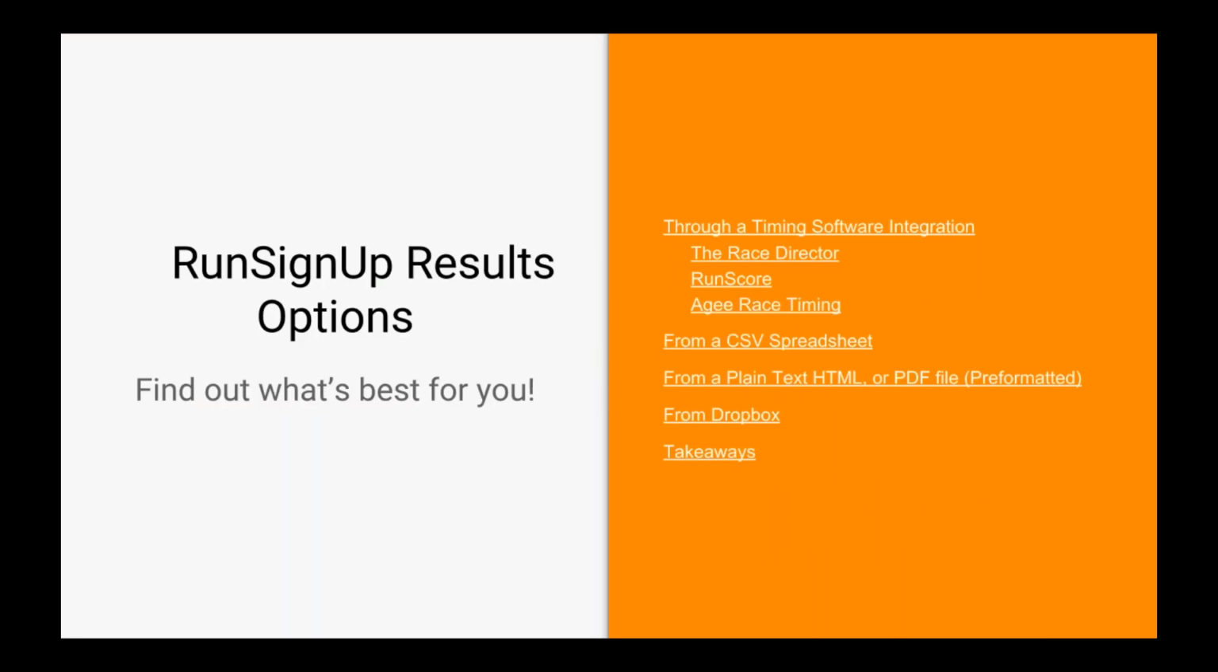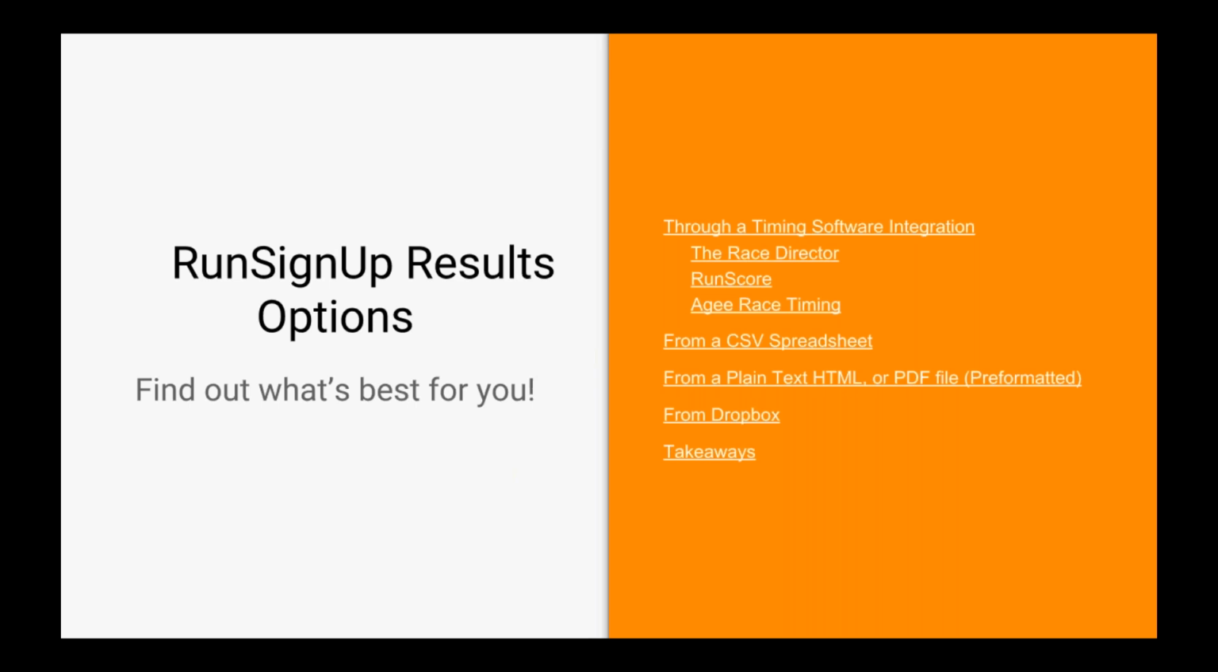Today, like I said, we'll go over the results options that RunSignUp has to offer, and we'll find out what the best option for you is based on what you're doing and how you want to be hosting results through RunSignUp. We have basically 4 main ways to do results with RunSignUp. First, and our best option, is through a timing software integration. Currently we have 3 main timing software integrations: number 1, RaceDirector, number 2, RunScore, number 3, AG Race Timing. We'll go through those in a little more detail later.